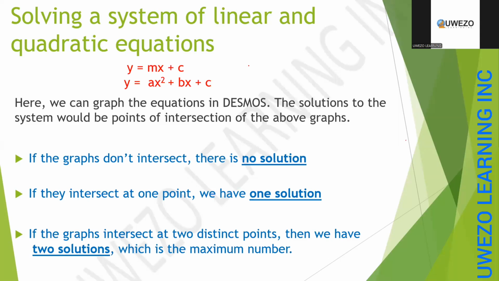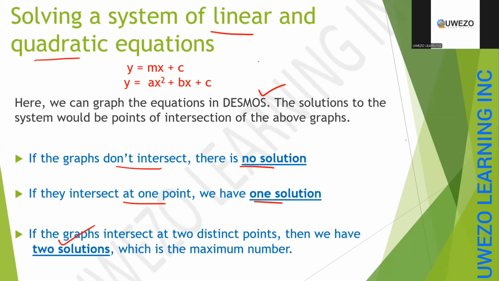Now, when SAT surprises you with one linear and one quadratic equation, again, you can put them in Desmos and see at how many points the graphs intersect. If the graphs won't intersect, there is no solution. If the graphs intersect at one point, we have one solution. And if the graphs intersect at two distinct points, then we have two solutions.